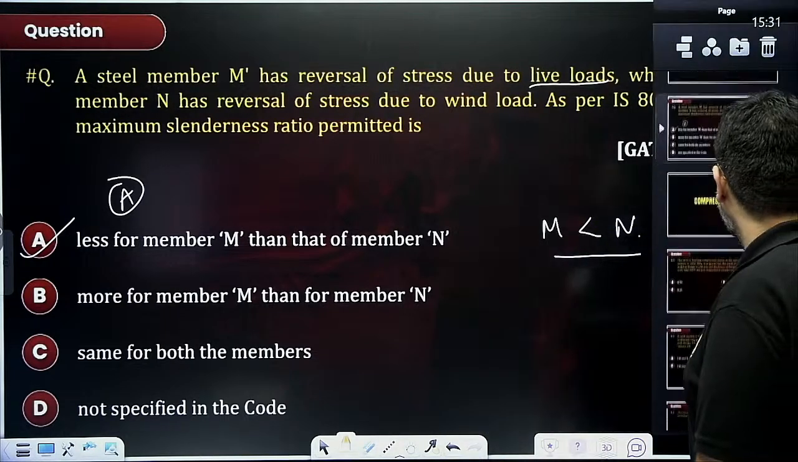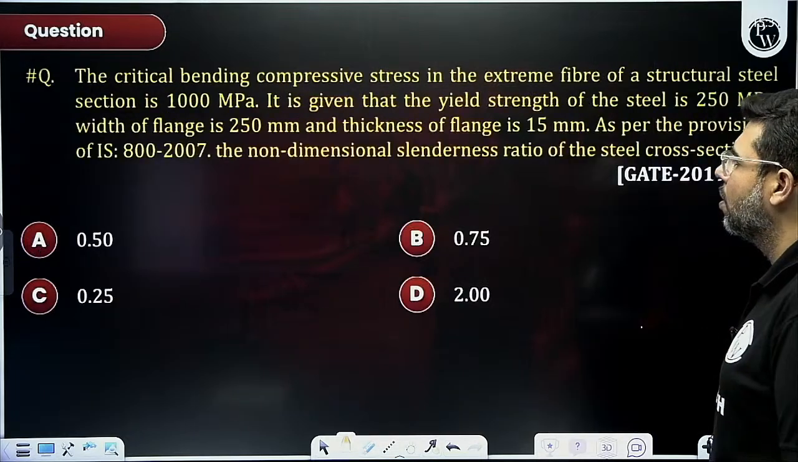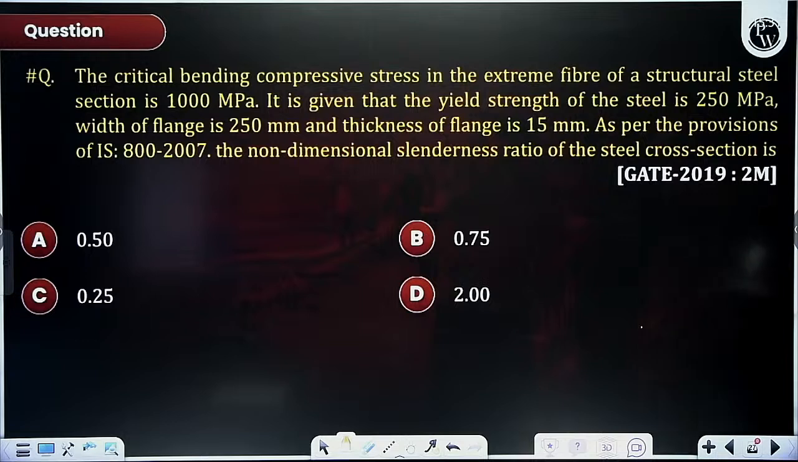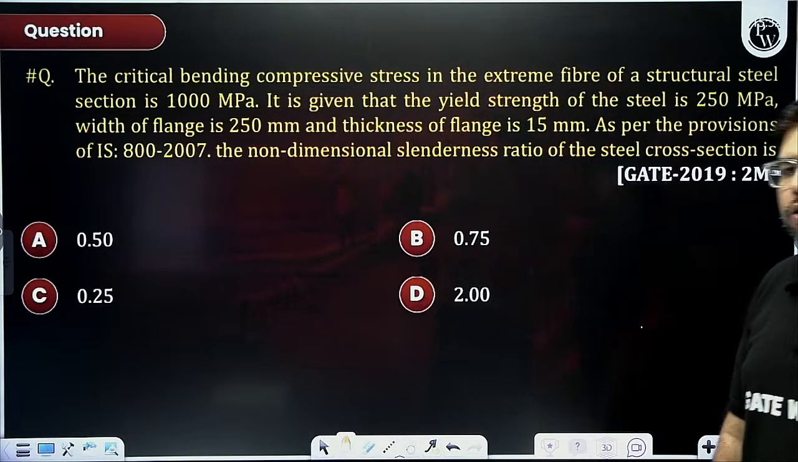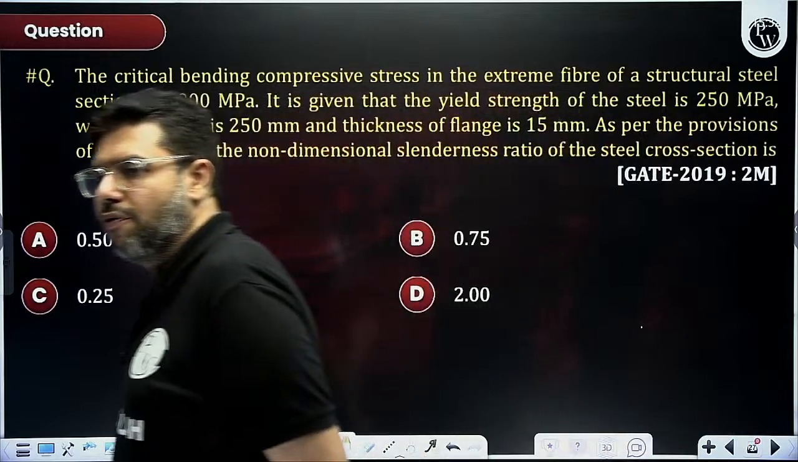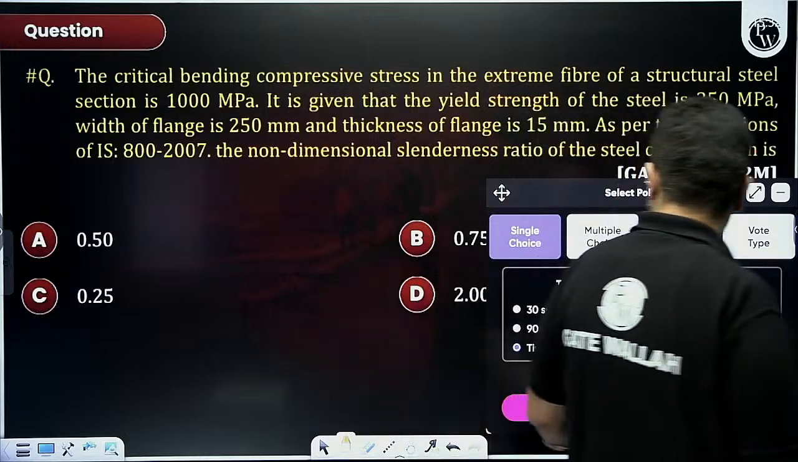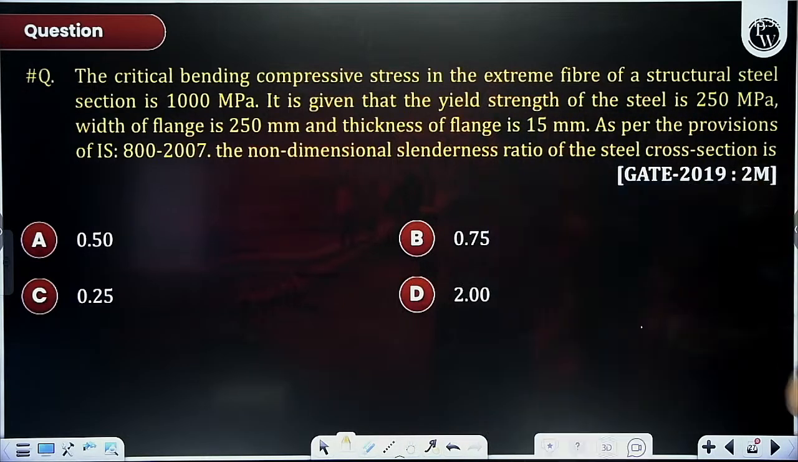Very easy question. Let's see a few questions on compression member now. Please find the answer to this question as well. Make it fast please. These types of questions you can very much expect in your exam also. You have to find out the non-dimensional slenderness ratio here. Lambda bar you have to find out. How do you calculate lambda bar? You already know. Make it fast. Solve this question as well. Simple questions are asked from this topic. Make it fast please.